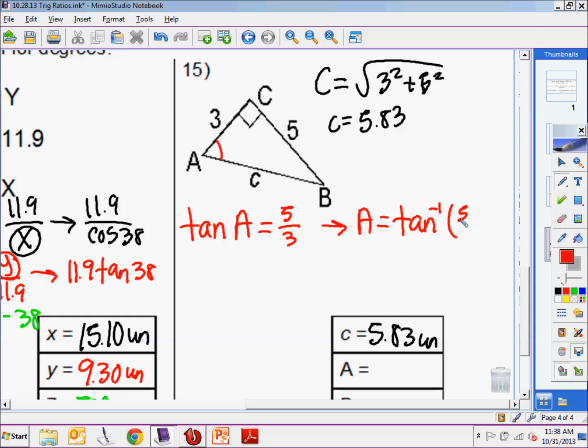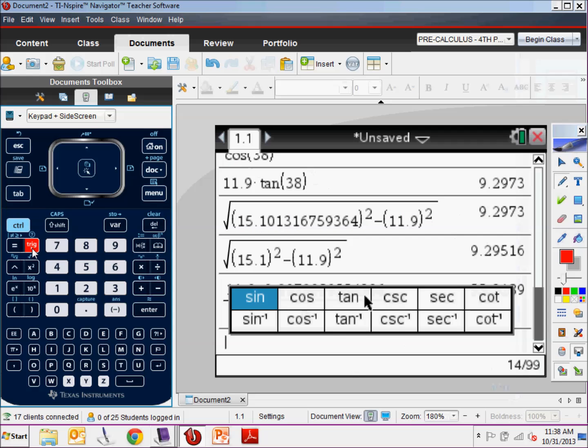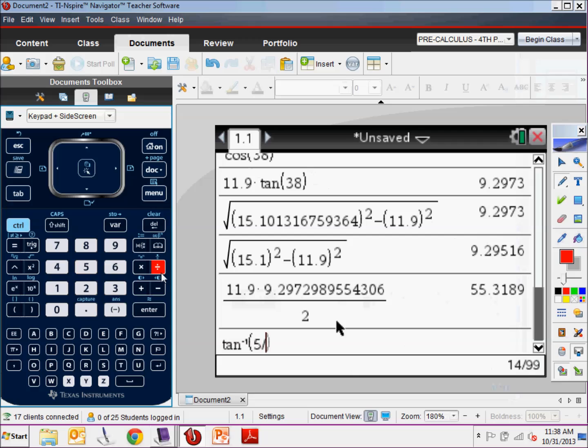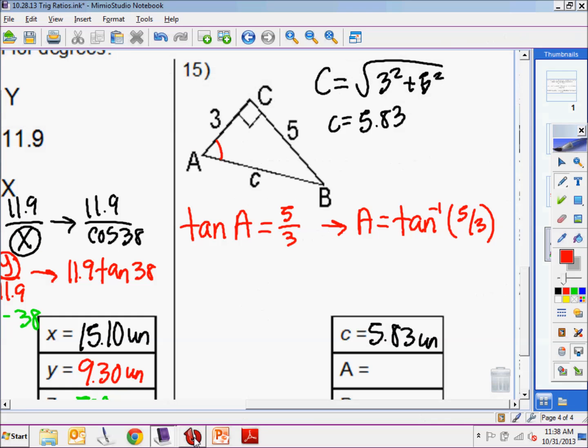Inverse. Everybody was real quiet. Okay, so I need to solve for the angle, so I take the calculator and I'm going to go to trig, inverse tangent of 5 divided by 3, and I get 59.04. Just 59.0 because it says round to the nearest tenth.